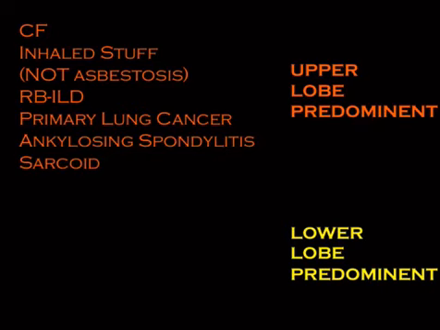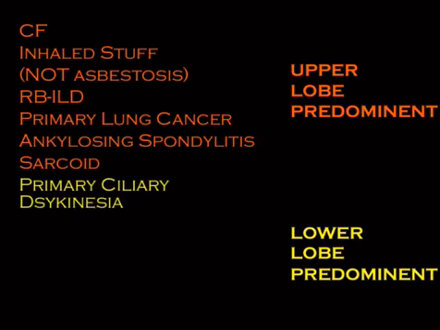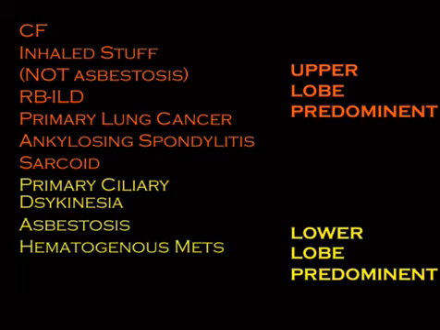Now, lower lobe predominant: primary ciliary dyskinesia. Don't call it Kartagener's unless the heart is on the wrong side of the body. Remember, you don't always have to have that with primary ciliary dyskinesia. It's only maybe 40% to 50% of cases that actually have that. Asbestosis, which I mentioned before, firing down into the bottom parts of the lung. Hematogenous mets, because more blood flow to the bottom parts of the lung, more ventilation to the top parts of the lung. Remember, mets tend to be different sizes, round, and lower lobe predominant.